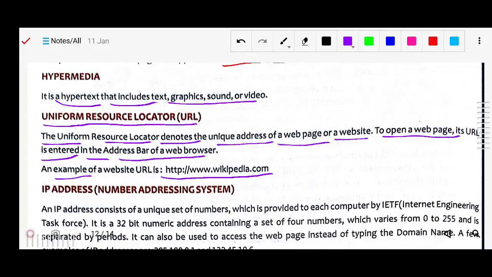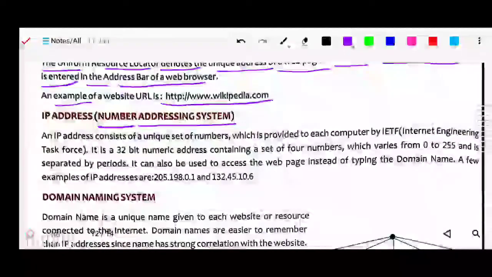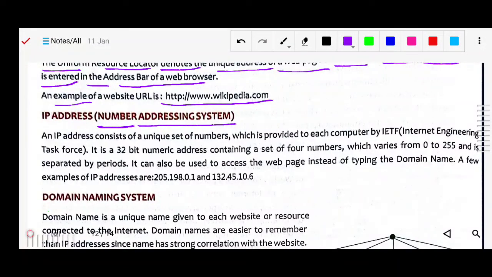So this IP is also called a number addressing system. IP consists of a unique set of numbers. The full form is Internet Protocol. So now you can see an IP address consists of a unique set of numbers.